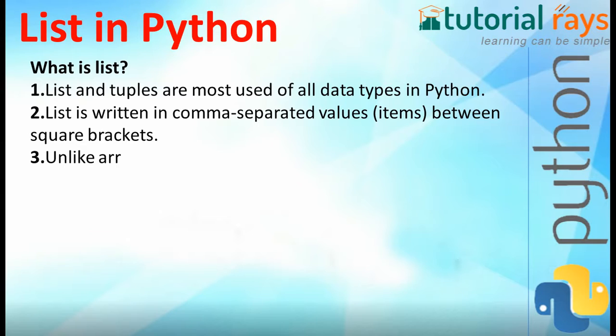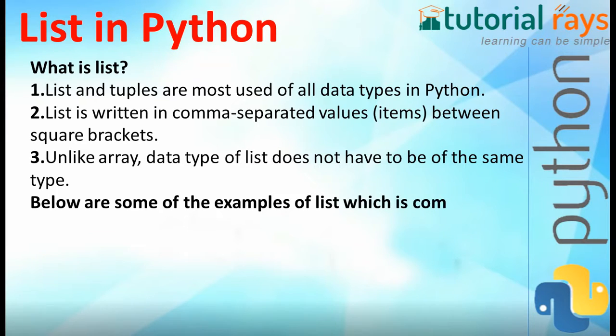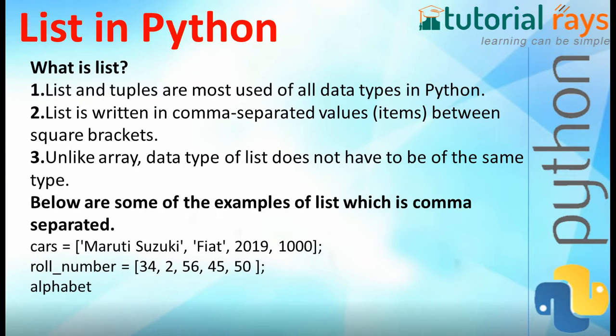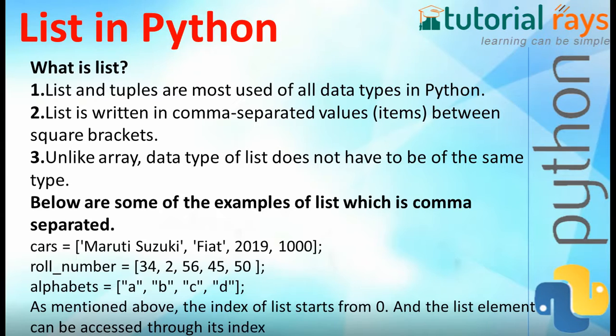So in this chapter I'm going to discuss lists in Python. We have already discussed lists in the data types of Python, briefly, but in this chapter we are going to dive into detail. So the first question is, what is a list? Lists and tuples are the most used of all data types in Python. As I mentioned before, I've already discussed this list in the data type section.